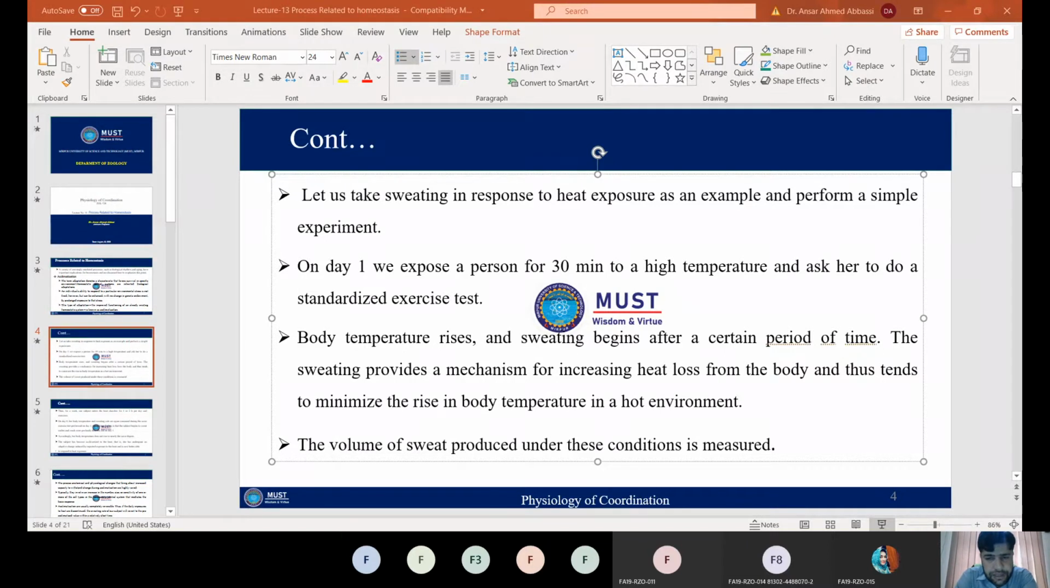So it means, and similarly, the body temperature will not rise nearly to the same degree. It means our subject has acclimatized to the heat, and she has undergone an adaptive change. And that adaptive change, or that acclimatization, has been induced in the body by repeated exposure to the heat. And now the body of our subject is better able to respond to the heat exposure. So this is what we can call acclimatization.